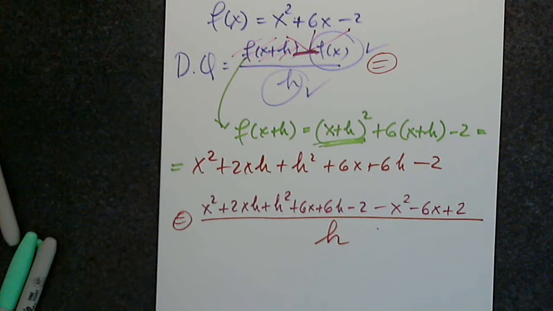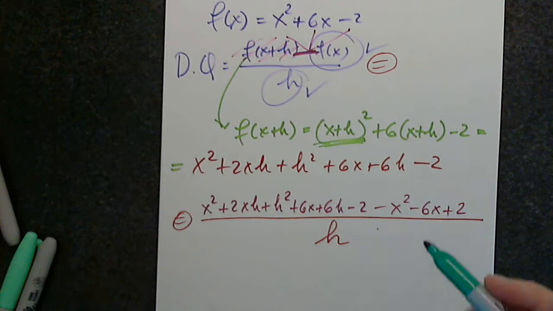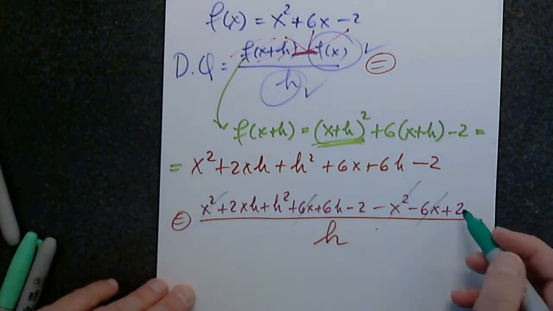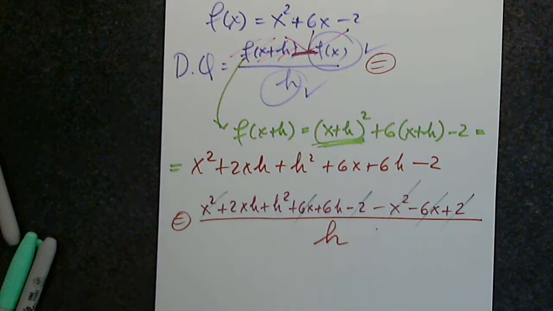Remember, if those terms don't go away, something is wrong. So negative x squared with positive x squared, negative 6x with positive 6x, positive 2 with negative 2. Of course, other terms may go away. That's a bonus. But for sure, all terms without h must go away. Otherwise, we can't continue. And they do.